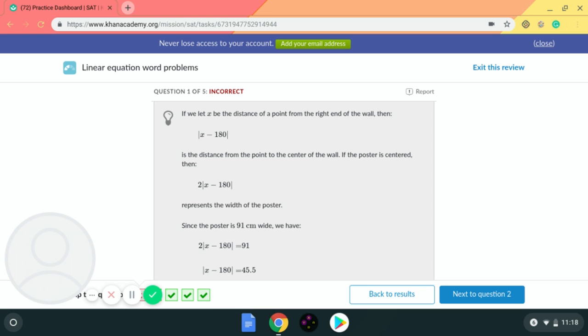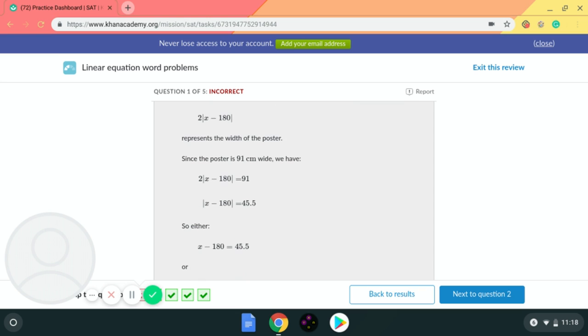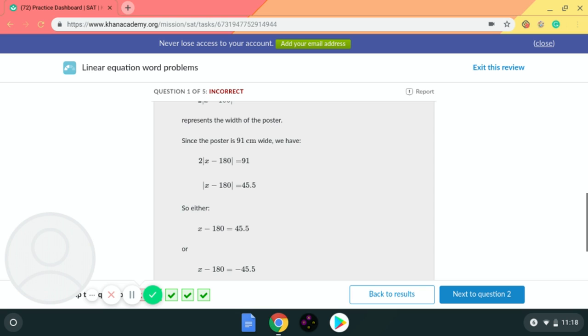absolute bars. Now this is because you can't exactly have a negative length when it comes to these things, so that's why. Then there are also two edges, which is why they have the 2 down here, and it represents the width of the poster. And since the poster is 91 centimeters wide, we have the problem.